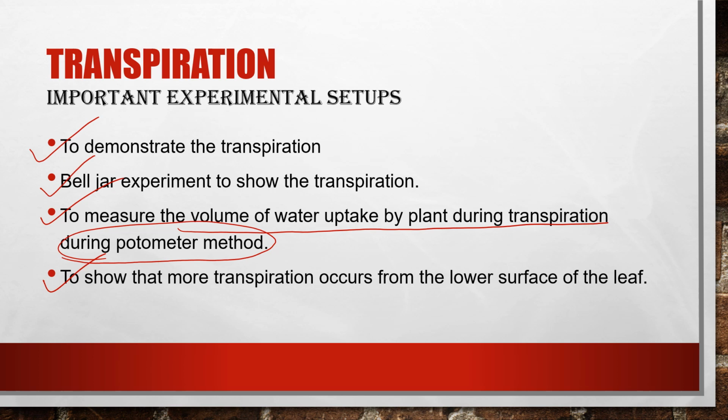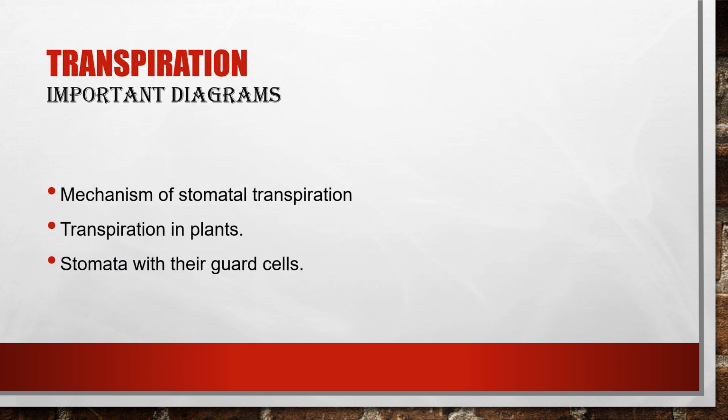There is an experiment where you have already done that more transpiration occurs from the lower surface of the leaf. Now after that we are moving to the important diagrams of transpiration. Let us see what the important diagrams of transpiration are. First is the mechanism of stomatal transpiration. Second is the transpiration in plants. And third one is the stomata with their guard cells.